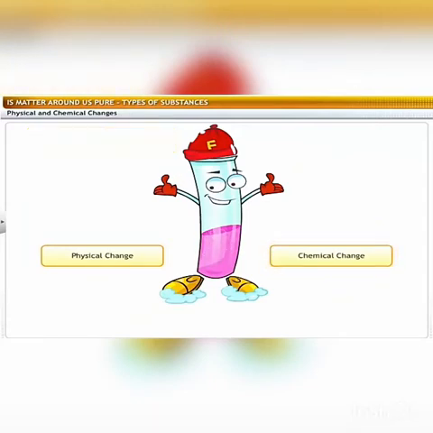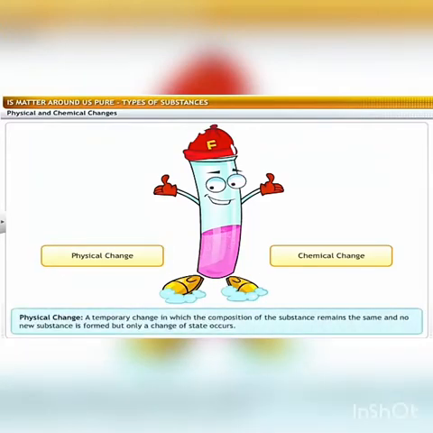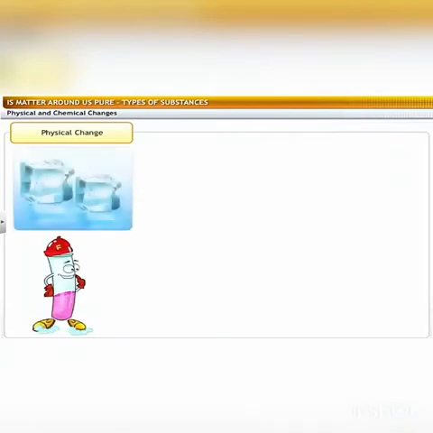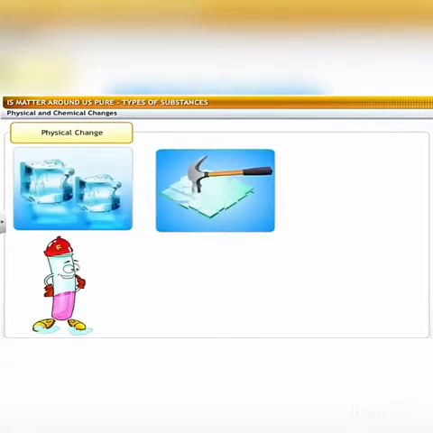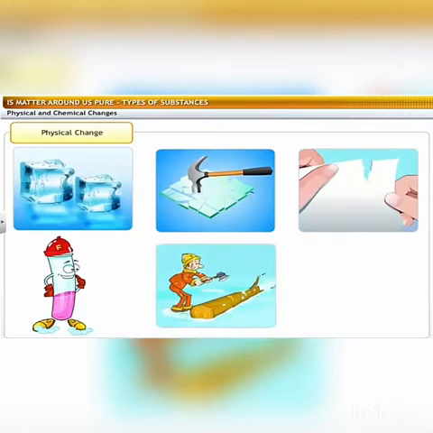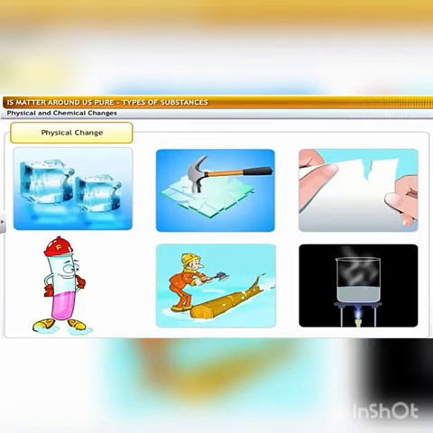After observing the experiment, we can define a physical change as a temporary change in which the composition of the substance remains same and no new substance is formed, but only a change of state occurs. Melting of ice, breaking of glass, tearing of paper, cutting of wood, and changing of water to water vapor are examples of physical change.